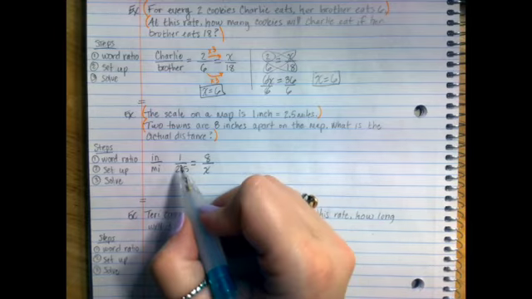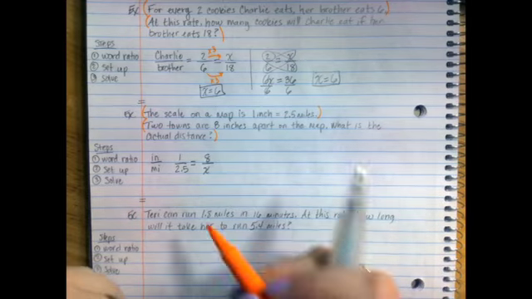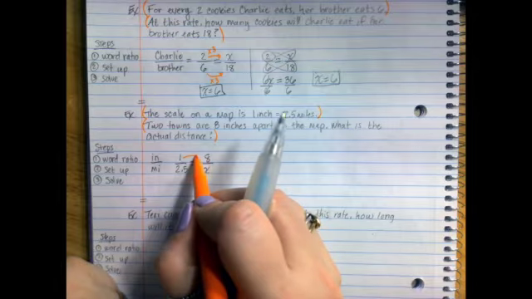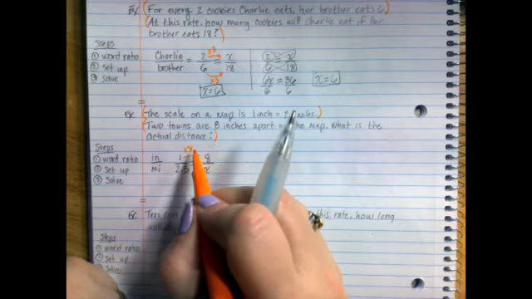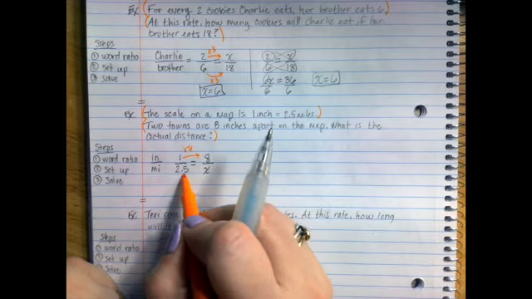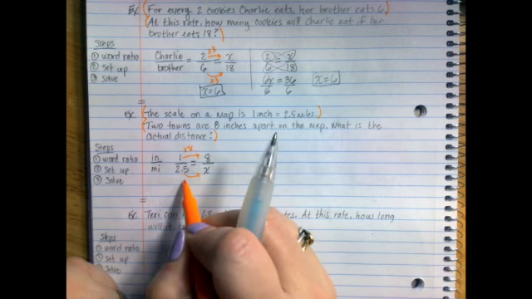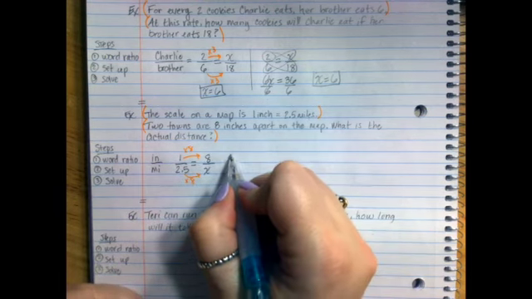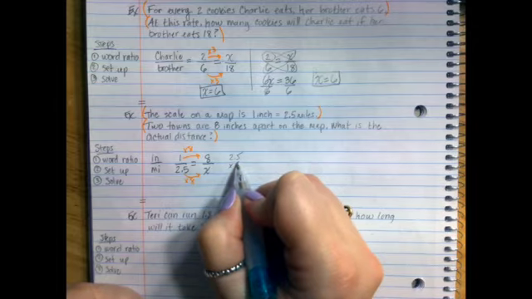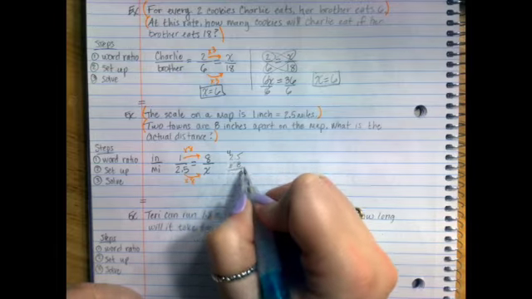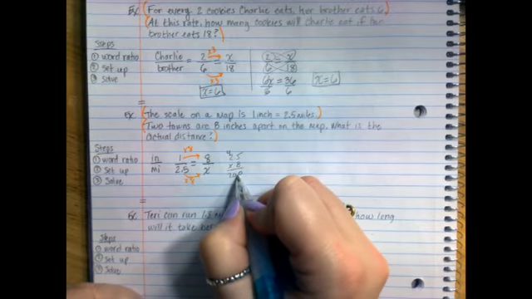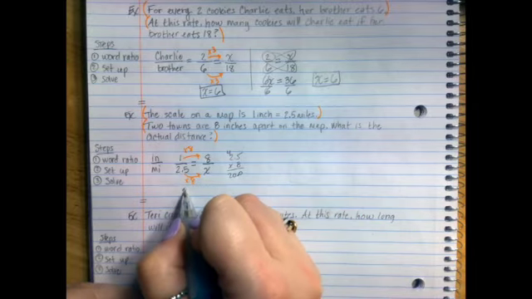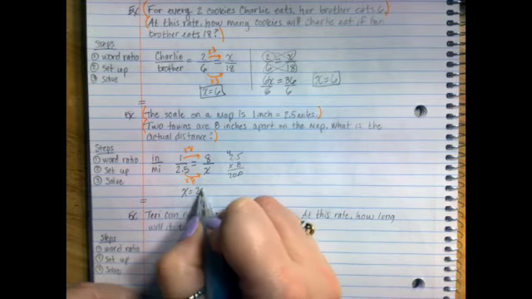Okay, again, very easy. I can spot that to get from 1 to 8, I take it times 8. So whatever I do to the top, you have to do to the bottom since these are equivalent fractions. Okay, and off to the side, you work out 2.5 times 8, which is 20. So I get that X is 20 miles.